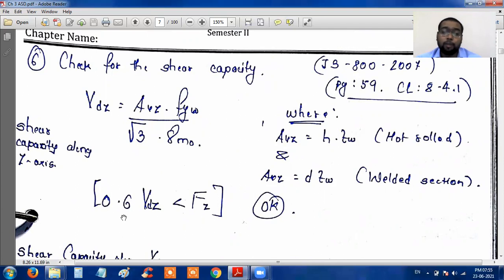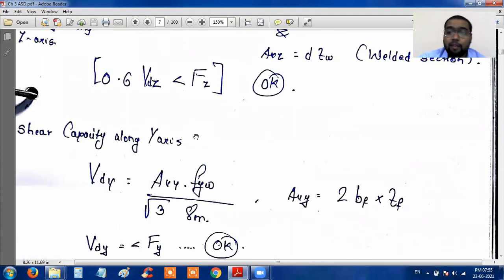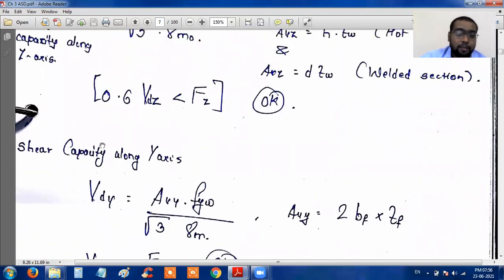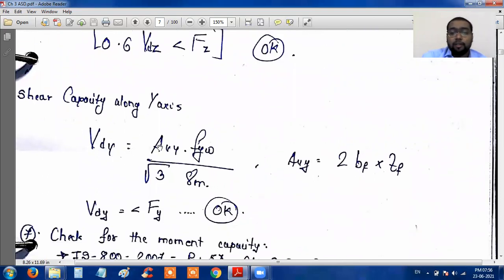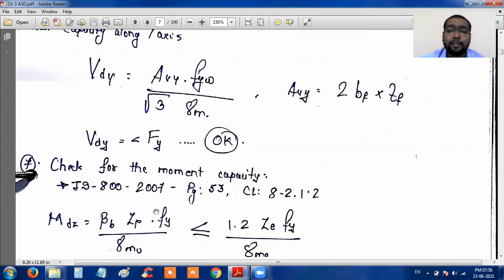And the multiplication of 0.6 and the shear capacity VDZ should be greater than the Fz. Then our section is safe. Then find similarly the shear capacity for the y direction. VDY is equal to AVY into FYW upon root 3 gamma m. Gamma m is again the partial safety factor, and AVY is here 2 into BF into TF. BF is the width of flange and TF is thickness of flange, and it should be greater than or equal to Fy. Fy is the shear force in y direction.